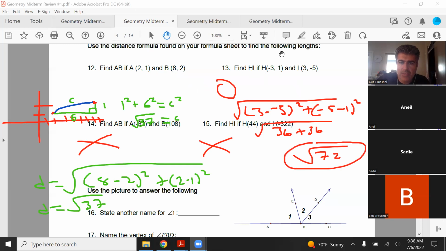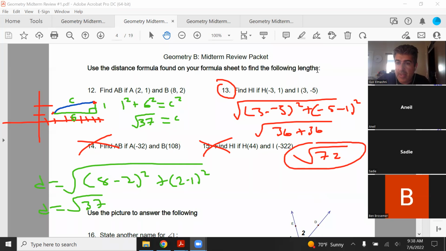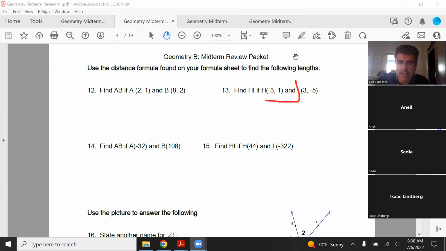Okay, so the answer for 13 was root 72. You take the difference in x's, the difference in y's, square those differences, add them up, square root. Or you could draw a coordinate plane, plot those points, make a right triangle, do the Pythagorean theorem. Your choice. If you drew a diagram, you have both legs as 6 and 6. 6 squared plus 6 squared is 36 plus 36, root 72. Either way is fine.